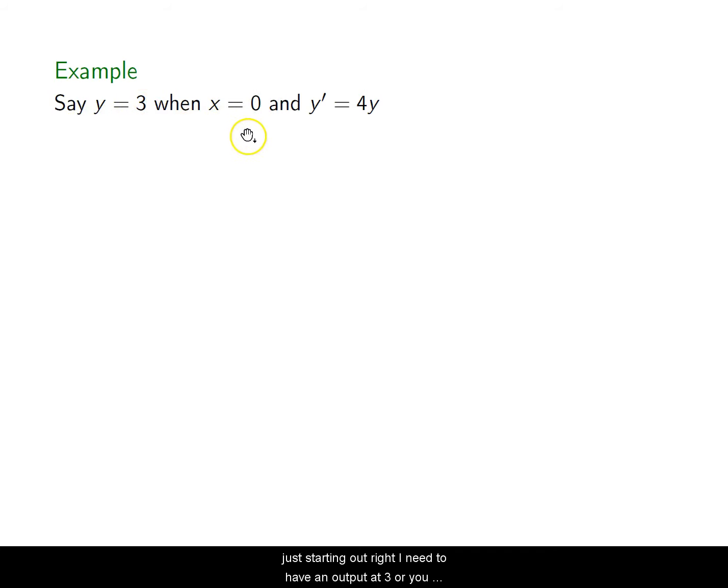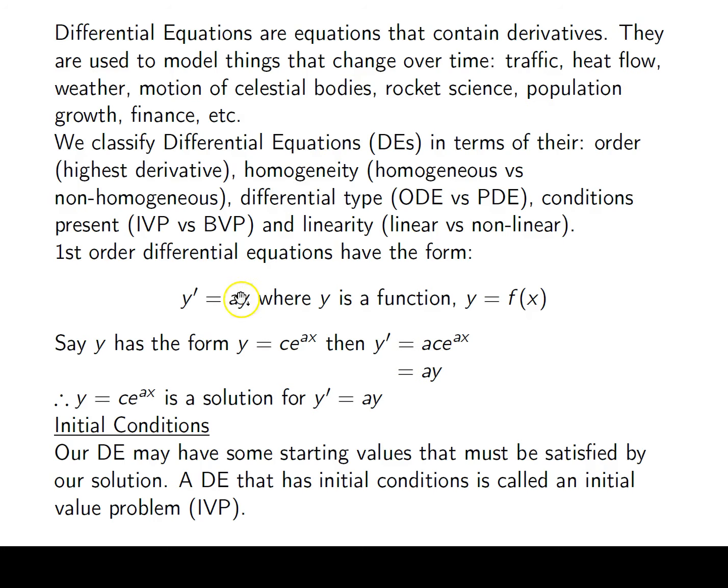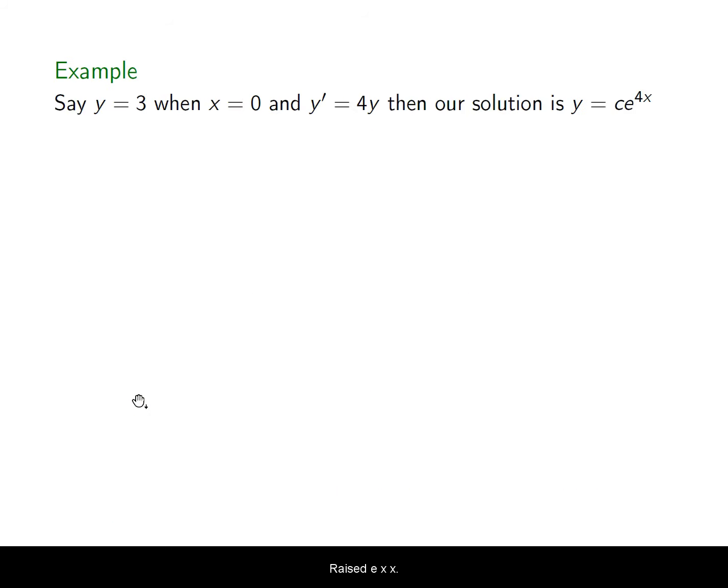So when I'm just starting out, I need to have an output of 3, or you can think about it as I need to have a y-intercept of 3, right? So our solution here is y equals some constant multiple of e to the 4x, because we saw what the solutions to this look like, right? But the c is unknown. Right now I have a family of solutions, but when I apply my initial condition, I can whittle it down to a single solution, right?